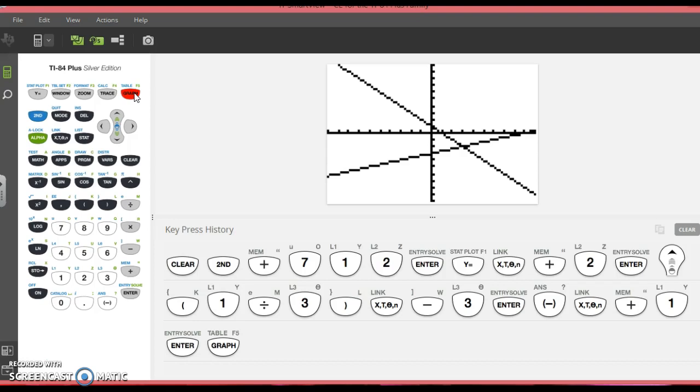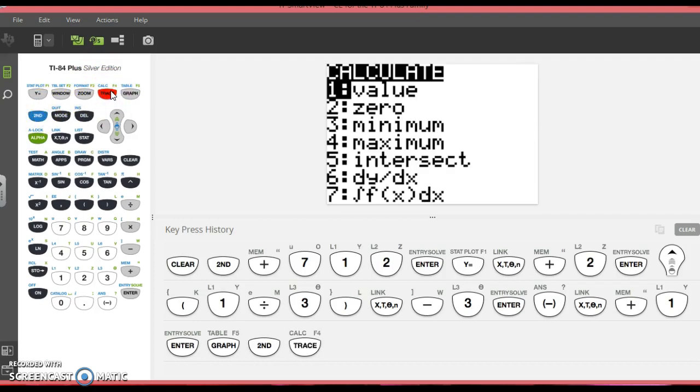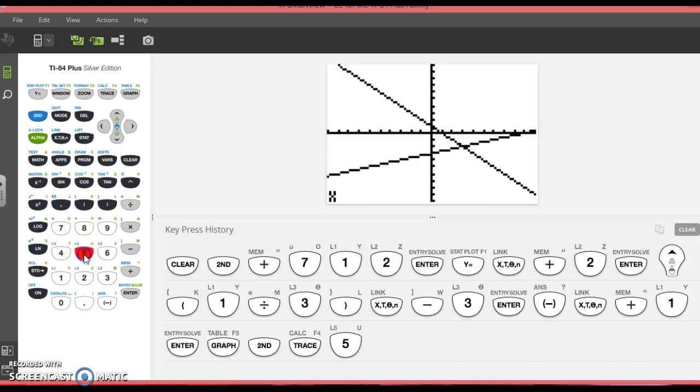Now, hold on. Stop the bus. Do you start looking and try to count that out? No. Your calculator is going to tell you the actual point of intersection. If you can't see the point of intersection, what should you do to your window? Adjust your window. Expand it. Okay? The calculate button is right above the trace. So, second, calculate. 5 is intersect. So, either scroll down to 5 or hit 5.